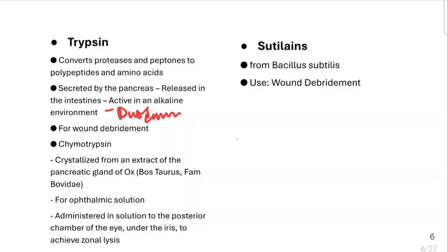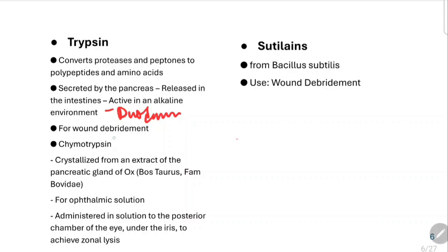It also has a chemical derivative, which is your chymotrypsin, wherein this is crystallized from an extract of your pancreatic gland of ox known as your Bos taurus family Bovidae. So, for ophthalmic solution, usually ito yung ginagamit natin, and it is administered in solution to the posterior chamber of the eye under the iris to achieve zonal lysis.